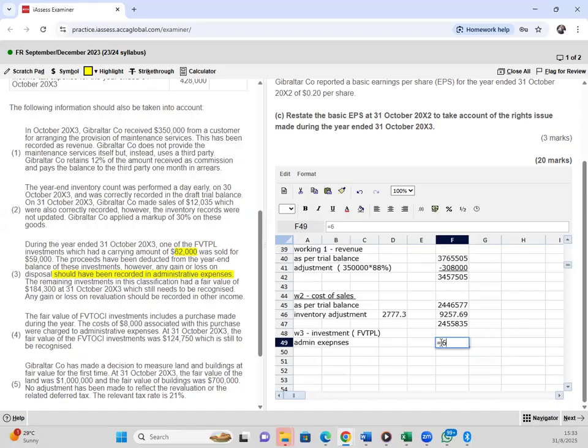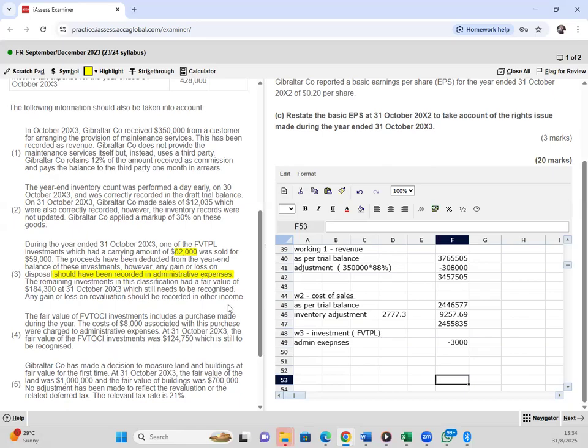Let me just write the amount. So there is actually a loss on disposal of 3,000, because in our books, our investment is an asset. It had a carrying amount of 62. We sold it for 59. We made a loss. So this one should be treated, as the question is saying, as an admin expense.